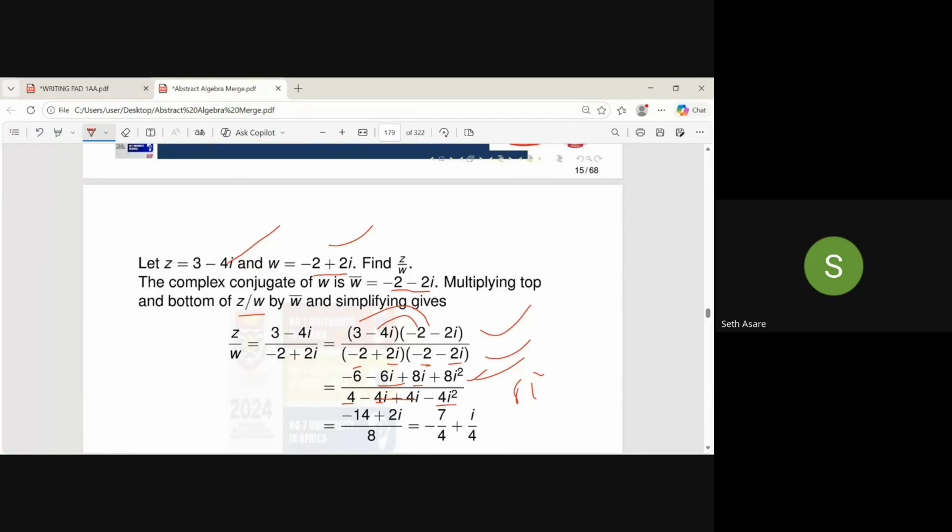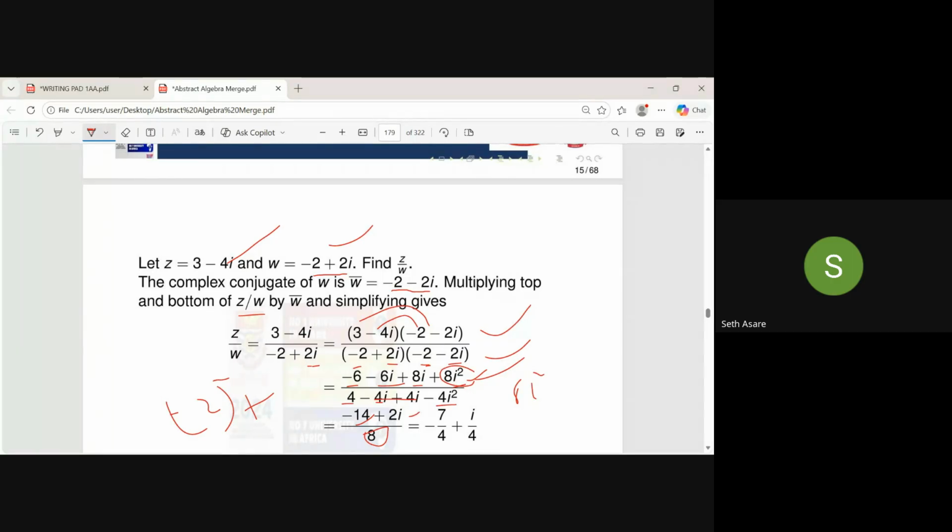That is why we say that in simple short terms, just square this one, plus you also square the imaginary one. You get the same thing. So the denominator there will give us 4 plus 4, which is 8. Now let's look at the numerator. This one is going to give us negative 8. So I have negative 6 and negative 8, giving me negative 14. Then I have negative 6i plus 8i, which will give me 2i.